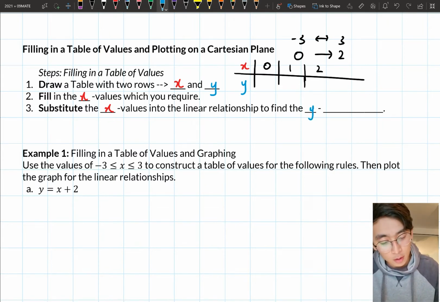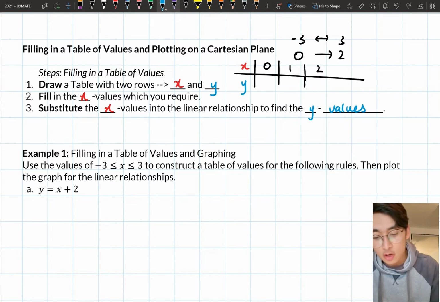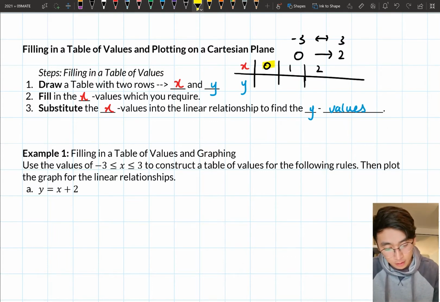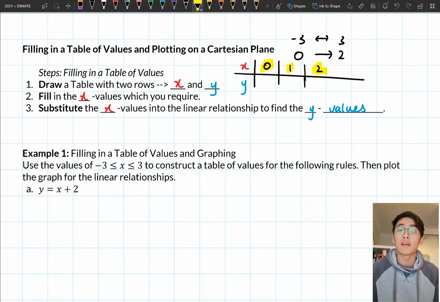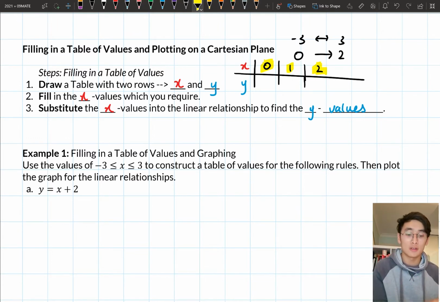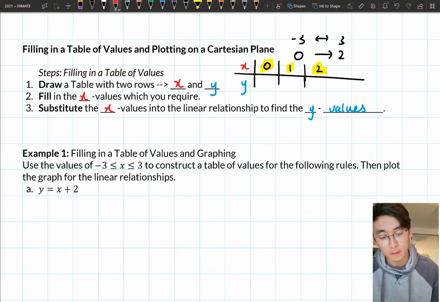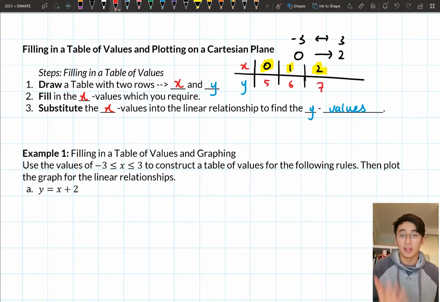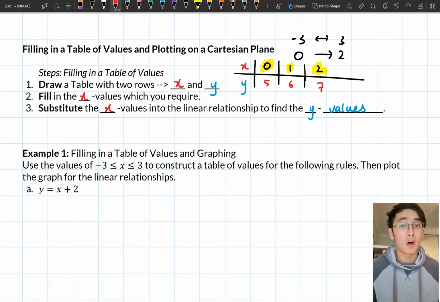What we're going to do is substitute each one of the x values. So I'm going to substitute, for example, 0. Then I'm going to substitute 1. Then I'm going to substitute 2 into the rule that they've given me. And that will give me separate y values at these different points. So here I'd get, for example, 5, 6, 7. And that would be me filling in my table of values. And using this table of values, we can actually plot that linear relationship on a Cartesian plane.